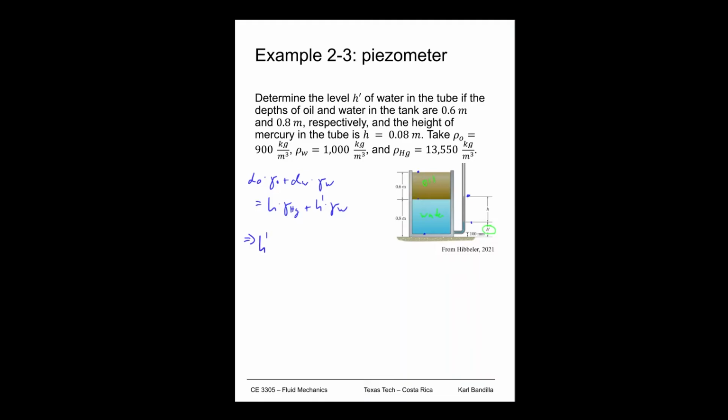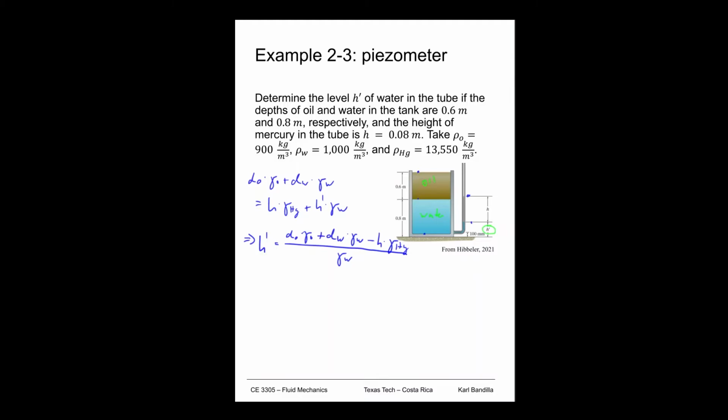So H prime is going to be all of this minus that, divided by gamma water. So we'd have D oil times gamma oil plus D water times gamma water. Then we have to get that one over there, so we'd have minus H times gamma Hg, kind of running out of space. And all of that we divide by gamma water.